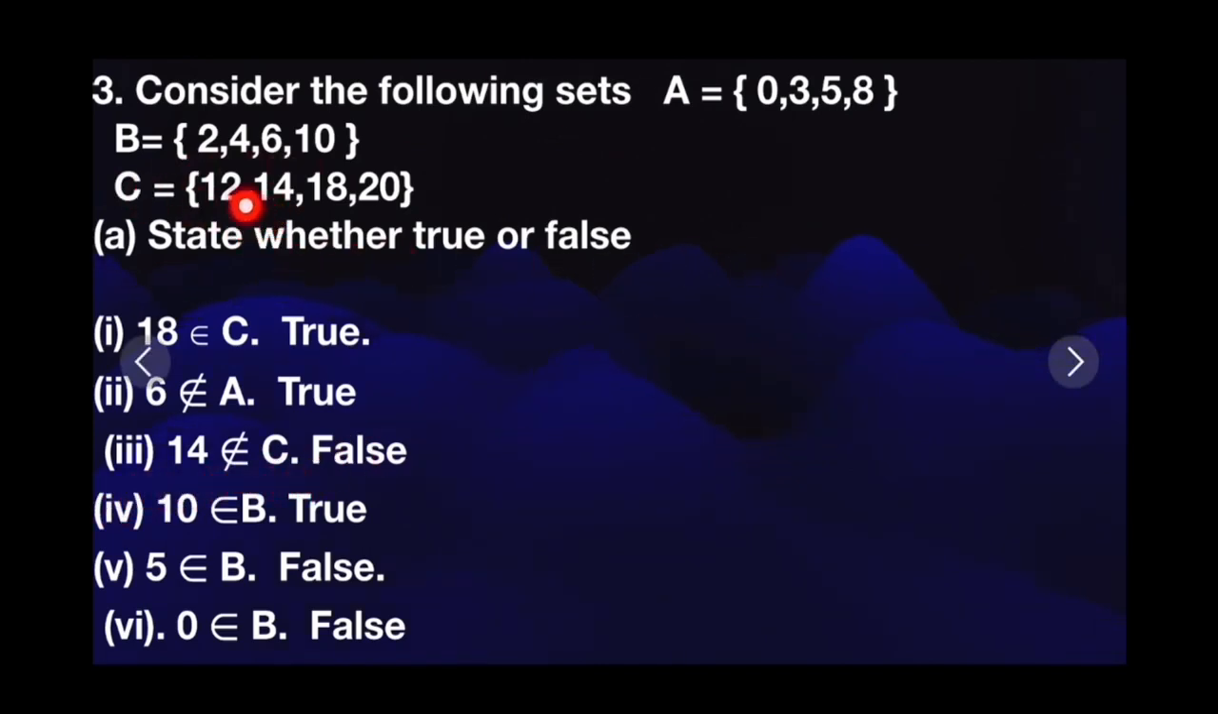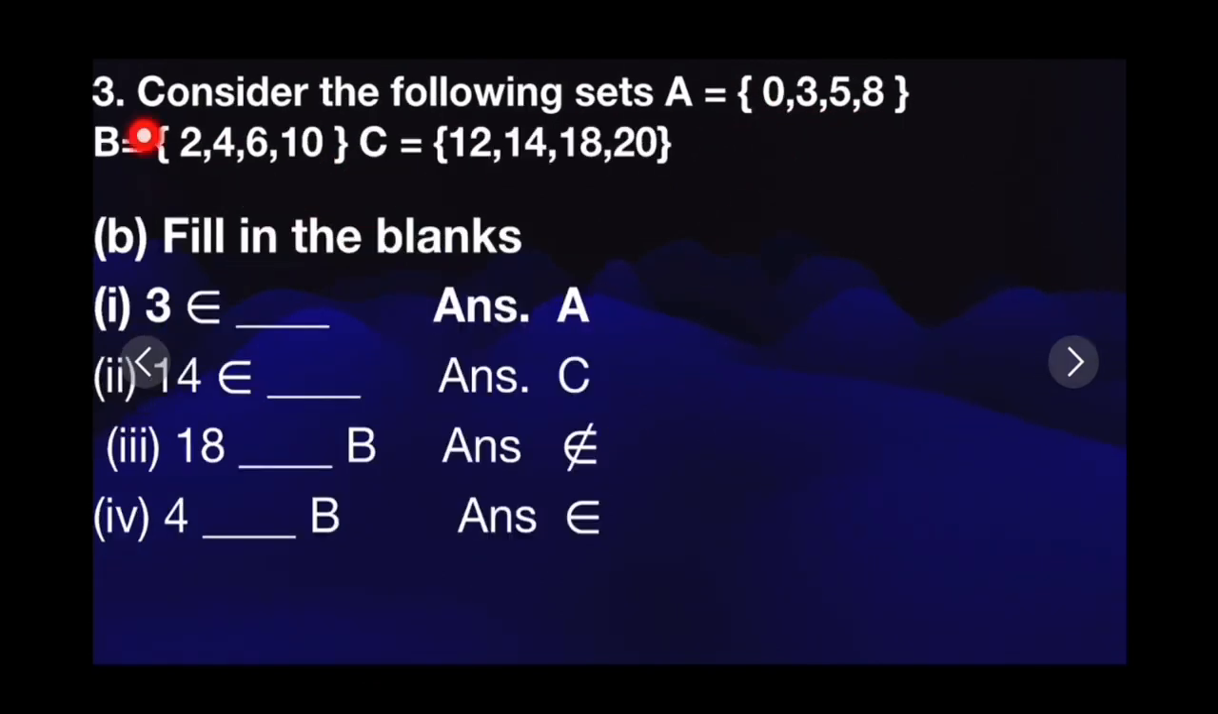14 is here, it belongs to C. So this is false. 10 belongs to B. Yes, 10 is here, so it is true. 5 belongs to B. 5 belongs to A. So this is false. 0 belongs to B. No, 0 again belongs to A. So this is false.